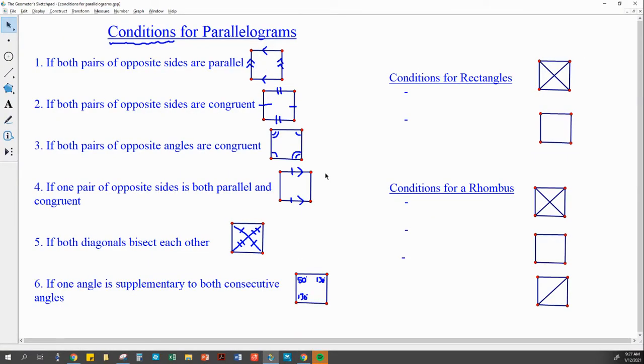All right, guys. Last time we looked at parallelograms. And if you can see here, there's 6 different ways for us to know whether the quadrilateral, the four-sided shape that we're looking at, is possibly a parallelogram. So 6 ways to know whether you're looking at a parallelogram.